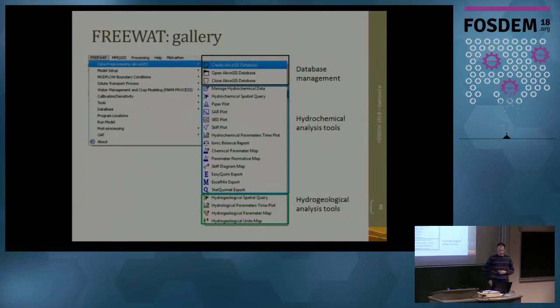This is a print screen of this ACFA GIS part. So you have the FREEWAT tool. It's in your menu bar here. The first one is ACFA GIS, which is composed of several subsets. You have one for database management. Then there are several options for a hydrochemical analysis of your data and also a hydrogeological analysis of the data. So this is more related to chemical data, and this is more related to your water pressures, etc.